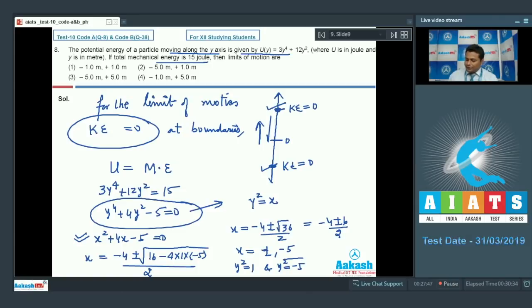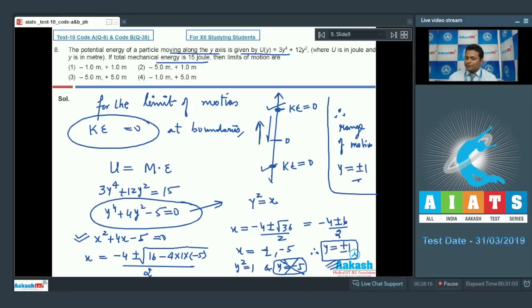minus 5. Y square equal to minus 5 we cannot take because it gives an imaginary number. So therefore, we have got the value of y as plus minus 1, and from here the range will be clear. Therefore, the range of motion will be y equals plus minus 1, from minus 1 to plus 1. And after looking at the options, we can say that option number 1 is absolutely correct. So we will go with option number 1.